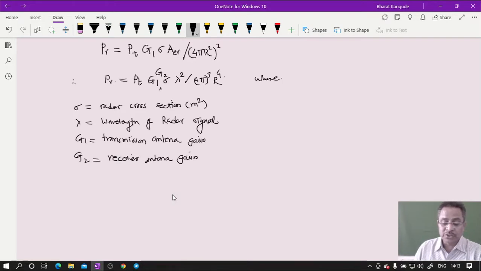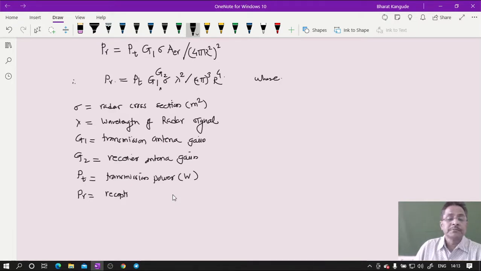This is G1, G2. Then PT. Okay, PT is transmission power. Okay, this is given in watts. And PR is reception power, that is also given in W.